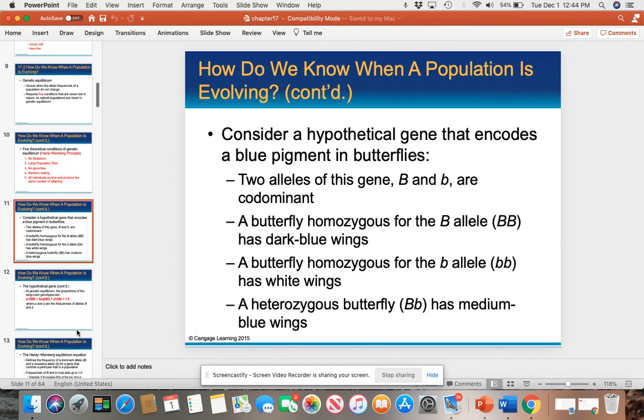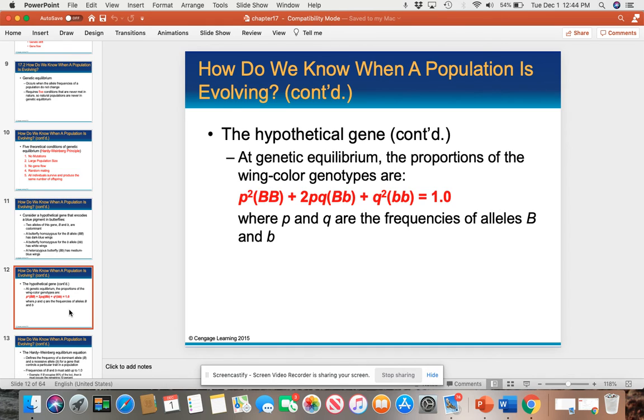So we identify these as two important equations. Really, p squared plus 2pq plus q squared equals 1, showing genetic equilibrium, where p squared is homozygous dominant, 2pq is heterozygous, and q squared is homozygous recessive.